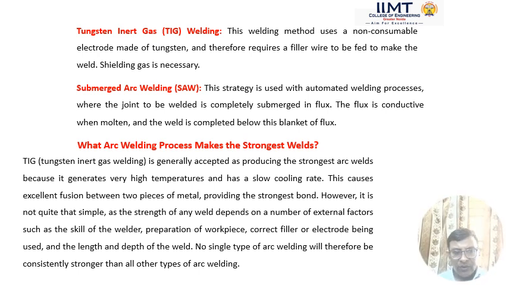It is not quite that simple, as the strength of any weld depends on a number of external factors, such as which type of welder is welding, what the preparation of the workpiece is, and which type of filler is used. So these are some things on which the strength of welding also depends. It also depends on the length and depth of the weld. Basically, we cannot say that any single type of arc welding is constantly stronger than all other types of arc welding. So here we cannot say that one welding is stronger than another. But in the overall scenario, tungsten inert gas welding is generally known as the strongest.